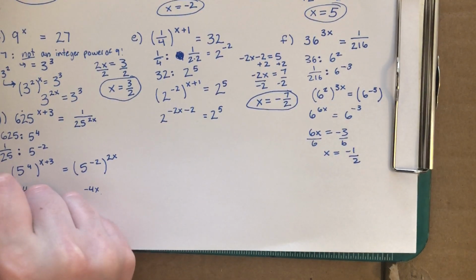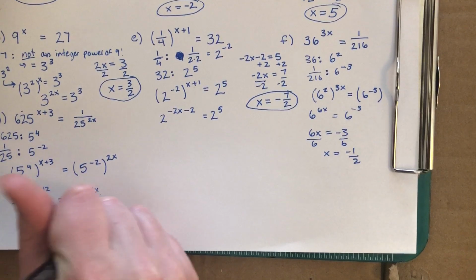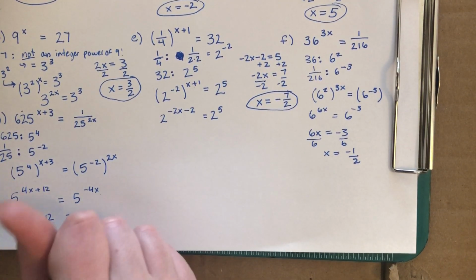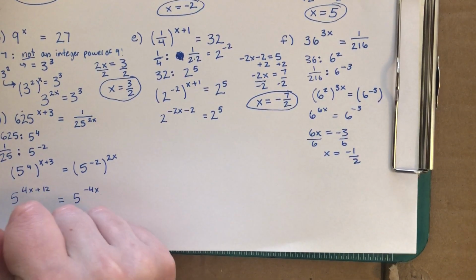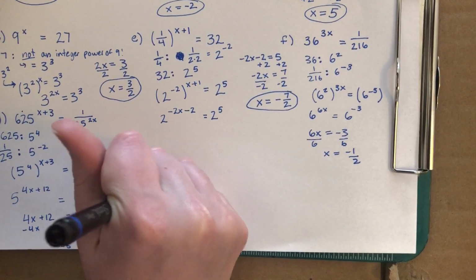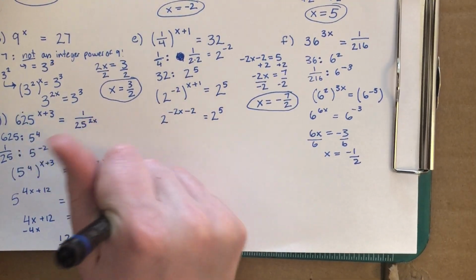If I subtract this 4x, I'll get 12 equals negative 8x. Divide both sides by negative 8. And I will get negative 3/2 or negative 1.5 is fine, equals x.